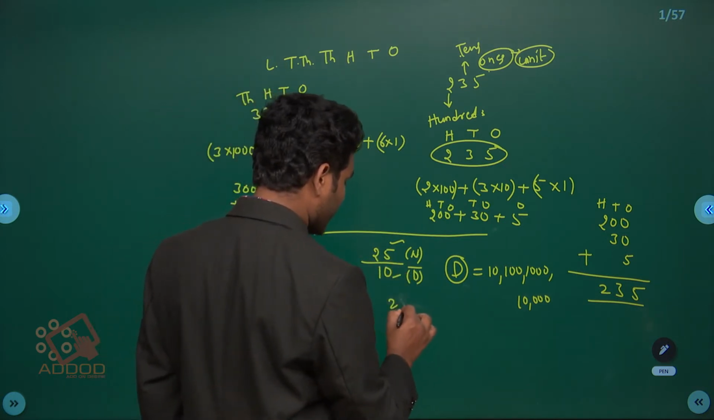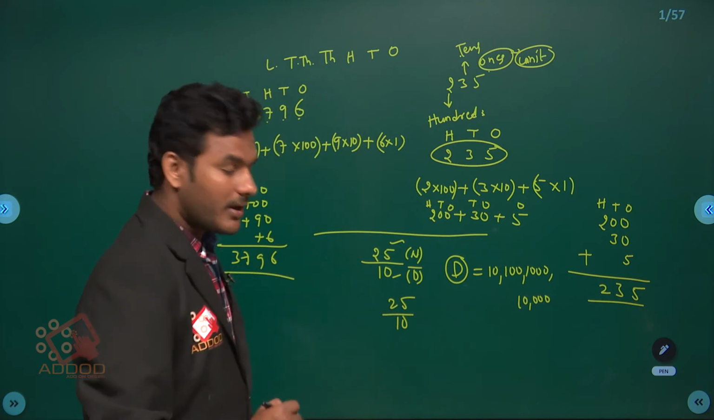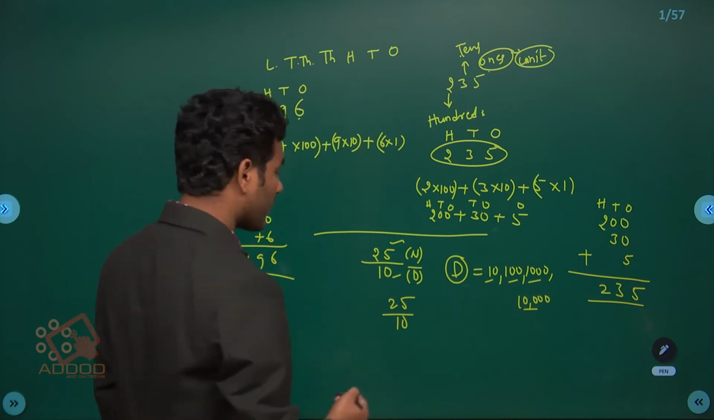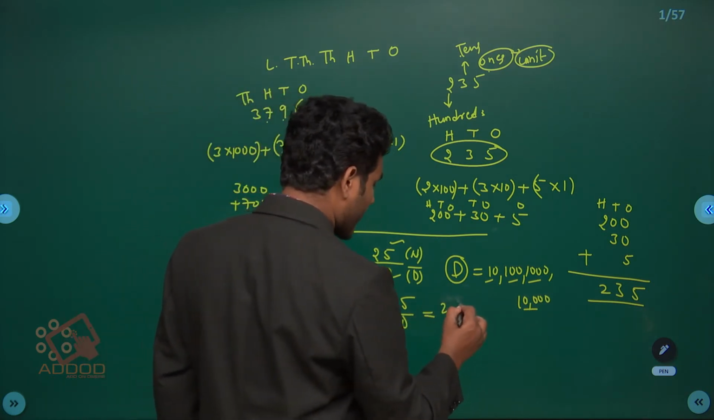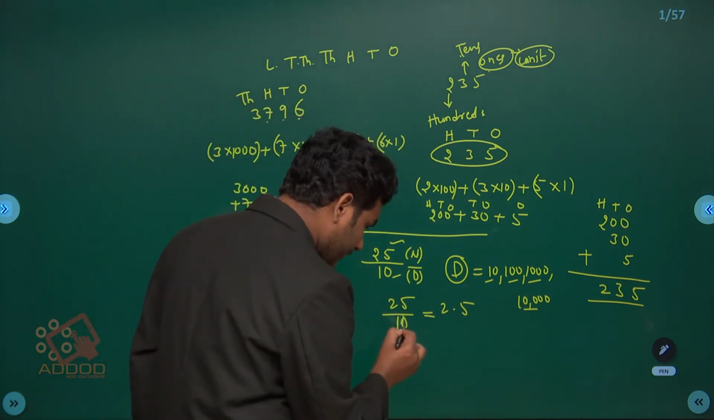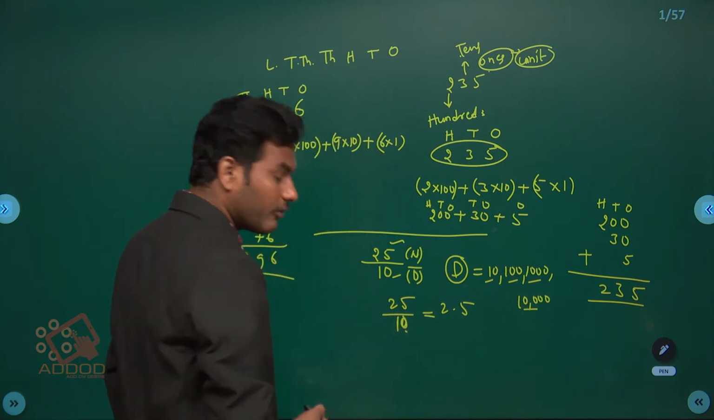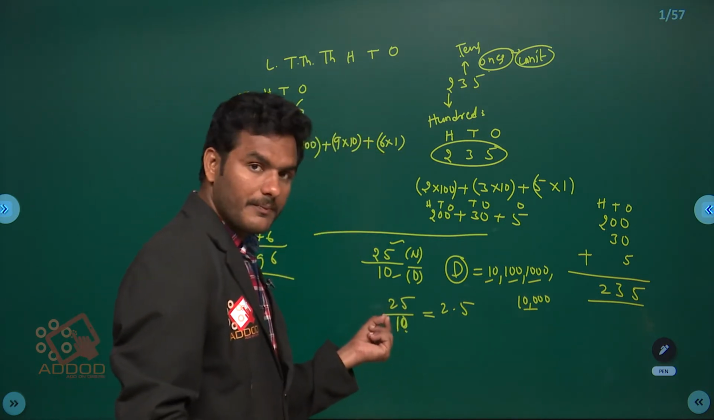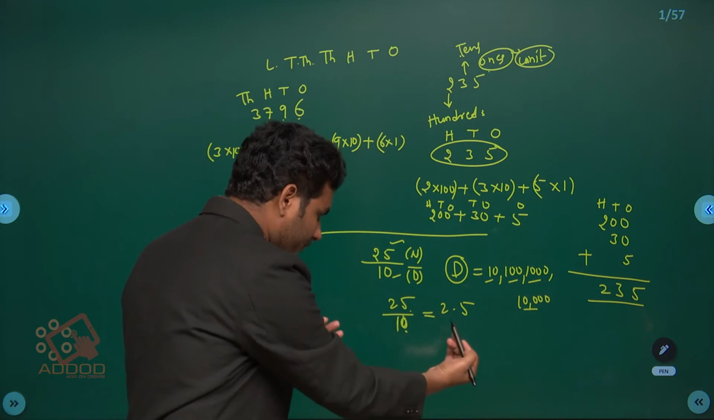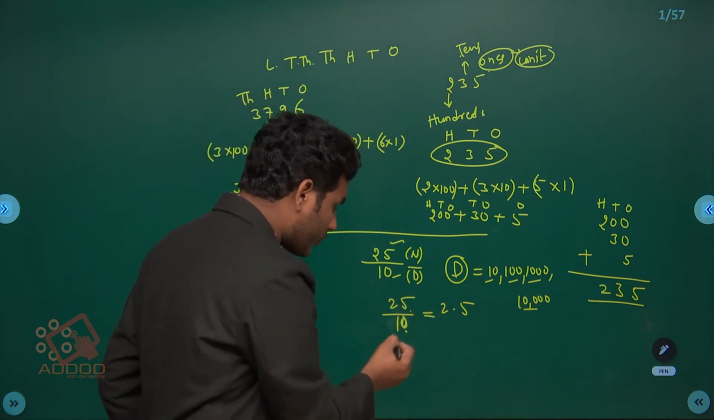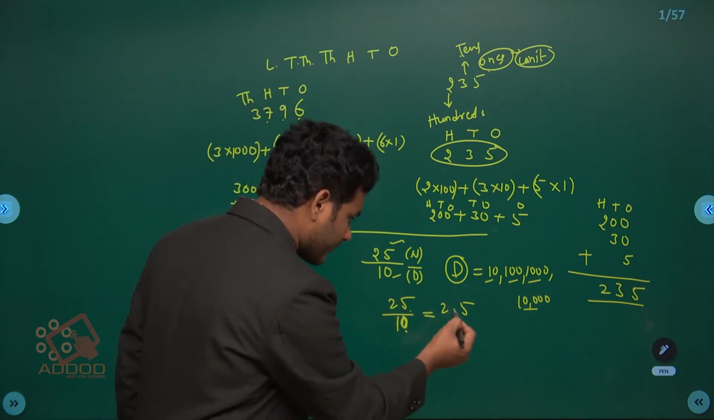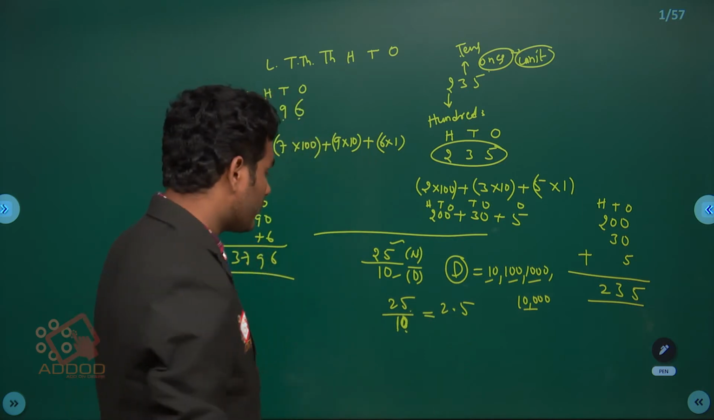For example, 25 by 100 or 25 by 10, where the denominator is 10 or 100 or 1000 or 10,000. At that time, how can we write it in a simple manner? 25 by 10 we can write as 2.5. In the denominator 10, after the 1 we have only one 0. So from the right side of the numerator 25, you take one digit and keep a point. So one digit before, you keep the point: 2.5.